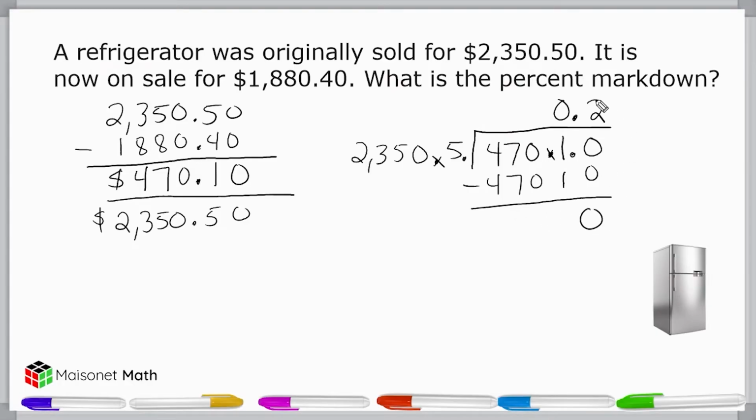All right, now we just take this decimal amount and convert it to a percentage by moving the decimal point 2 spaces to the right. So we would say that the refrigerator was marked down 20%. All right, let us go to the next problem.